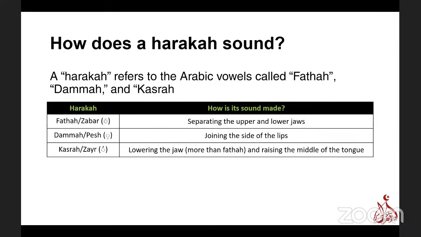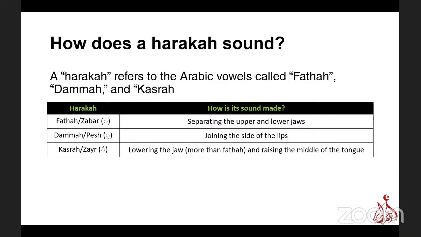And just so we understand, the three harakat that we come across are, number one, the fatha, which is also known as zabar in the Indian subcontinent. The second one is dhamma, which is known as pesh in the Indian subcontinent. And the third one is kasra, which is known as zir. I believe I messed up on the picture of the pesh and the zir. So just understand that's up and down.